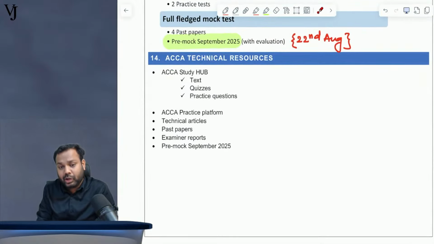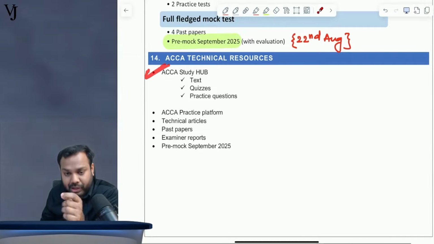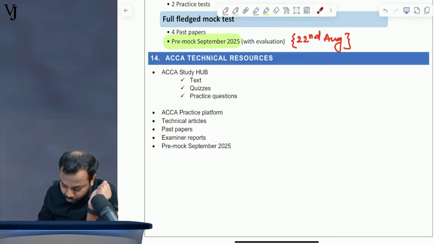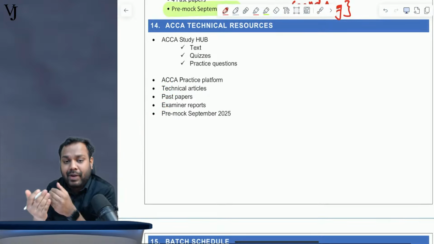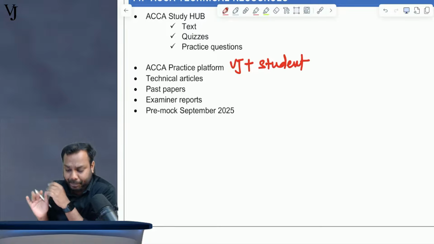Coming to the next, what are the ACCA technical resources which we have to use for our SBR preparation? For our SBR preparation, we are required to follow ACCA Study Hub. We have ACCA Practice Platform. We have technical articles. We have past papers. We have examiner reports. We have pre-mock September 2025. Now let us divide the work. ACCA Practice Platform is my responsibility, plus it's your responsibility as well.